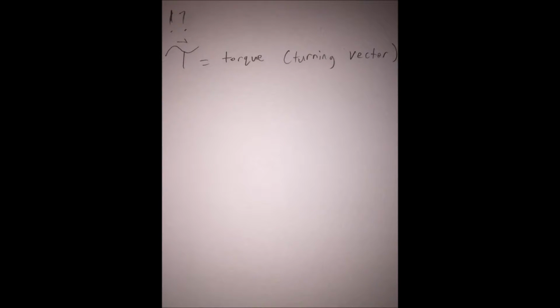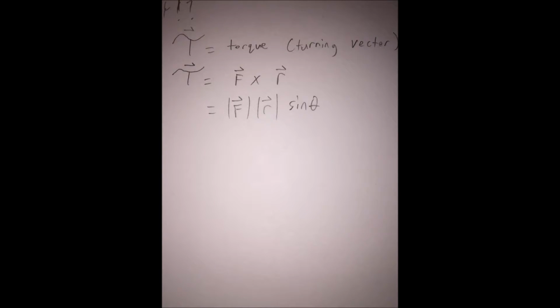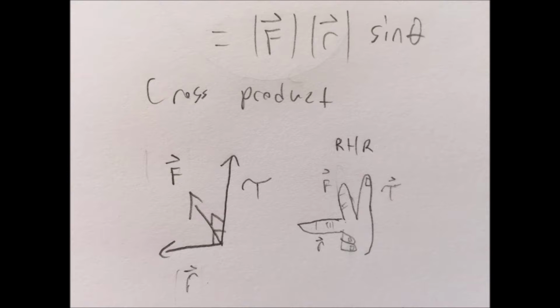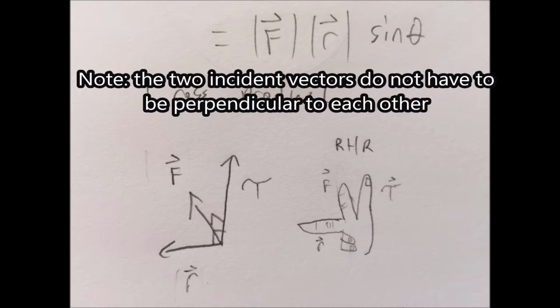First, let's talk about torque. Now torque, as stated before, is the cross product of force and radius. You can find the direction of torque by using another right hand rule. So place your index and middle finger in a 90-degree angle and place your thumb up. Your thumb represents the direction of torque.